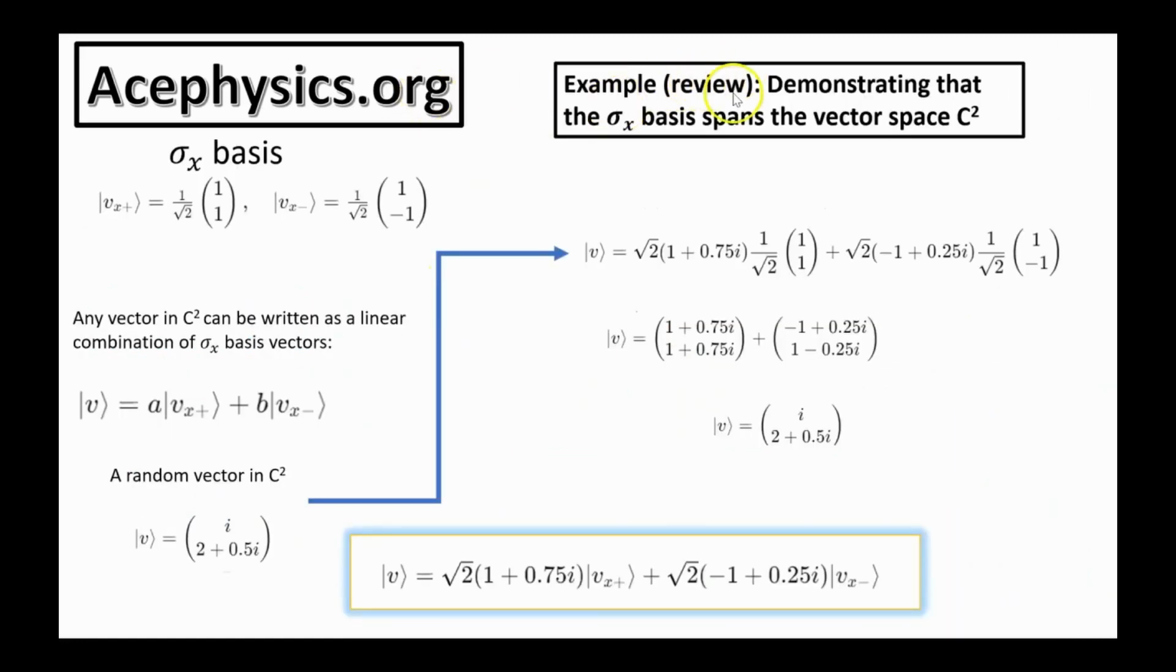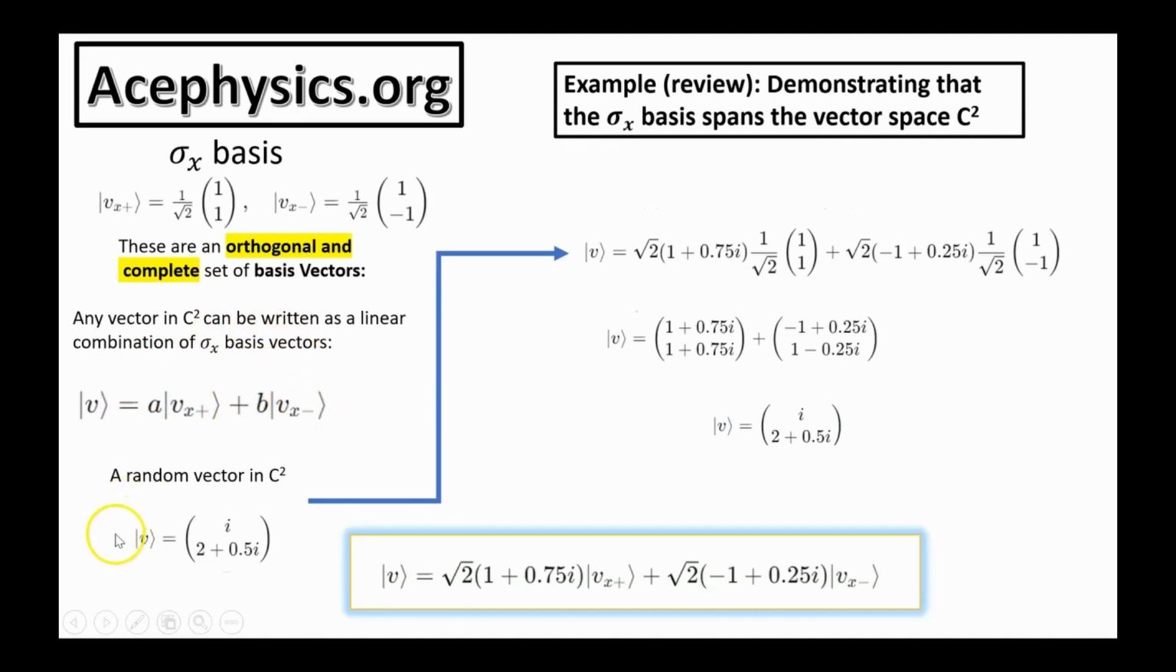On this slide, I want to demonstrate that the sigma x basis spans the vector space C2. These two vectors are the sigma x basis. This is plus x, 1 over root 2 times (1, 1), and minus x, 1 over root 2 times (1, minus 1). These are an orthogonal and complete set of basis vectors. If v is any vector in C2, it can be written as a, which is a complex number, times plus x plus b, another complex number, times minus x.